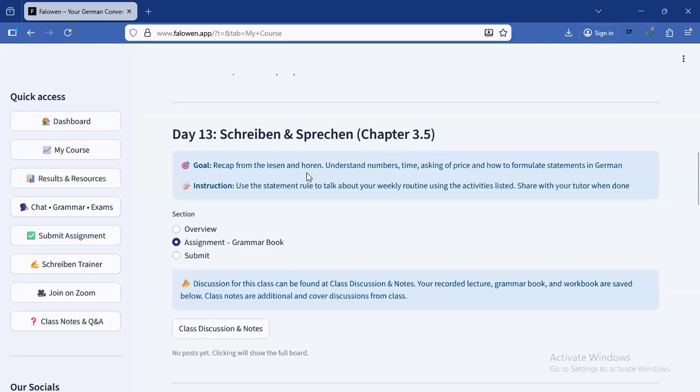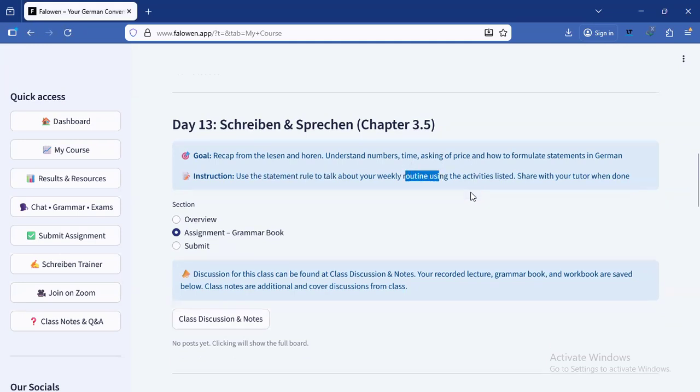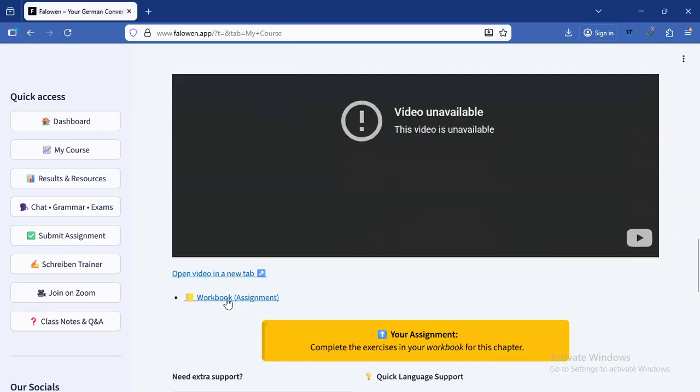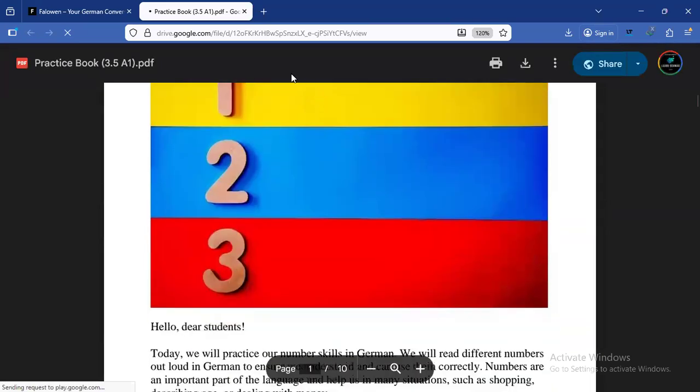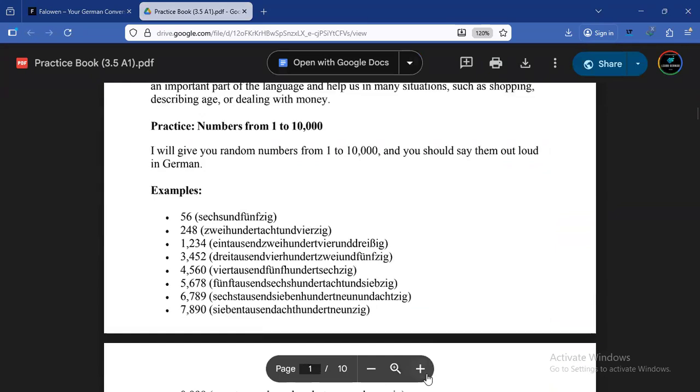So after I'm done with you guys today, you should be able to use the statement rule to talk about your weekly routines, right? So let's start with the workbook. And we did numbers, right?